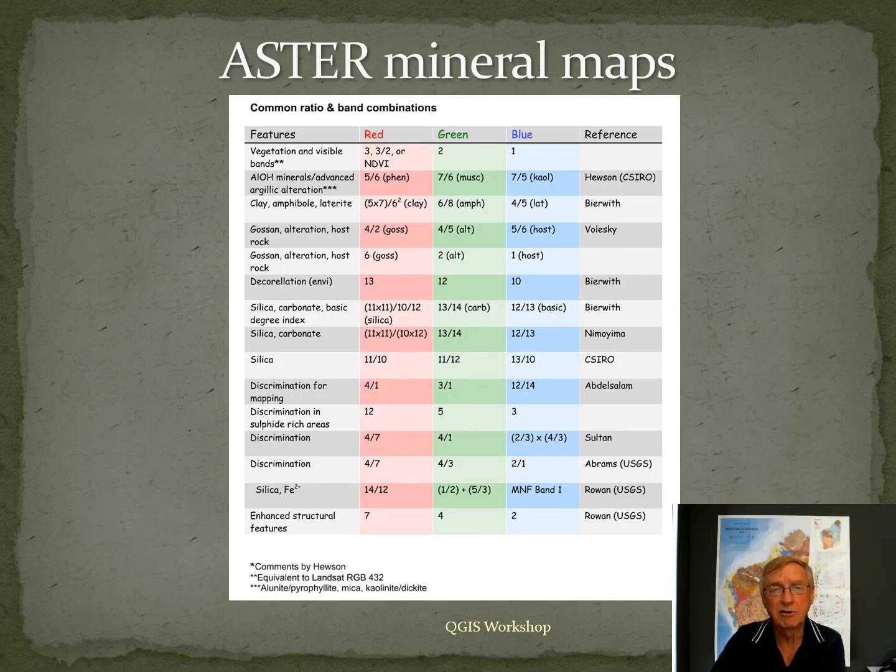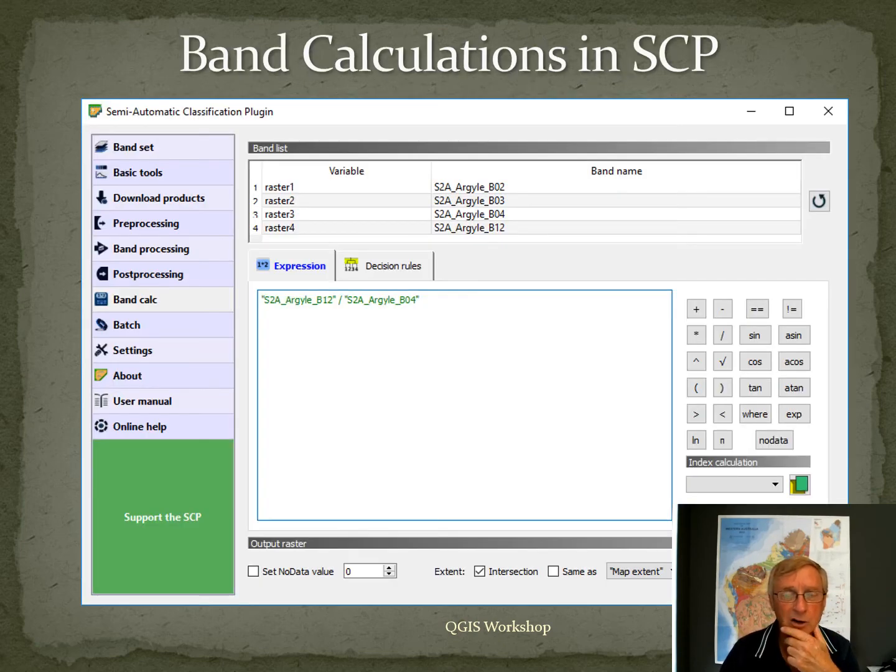This is an extract from the Geoscience Australia publication using ASTER data. Once you have downloaded the ASTER data, for example, you can use the band ratio tool in the Semi-Automatic Classification plugin to calculate various band calculations and produce simple mineral maps. The band calculations are very easily done by simply clicking on one variable, then an operator and another variable.